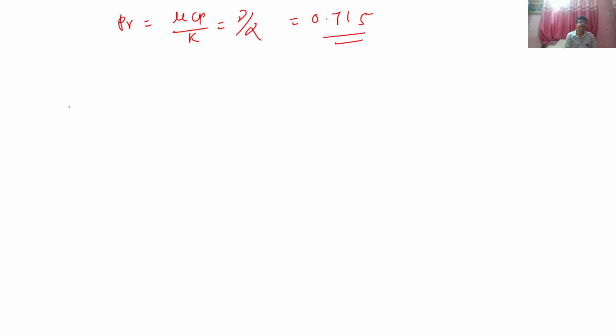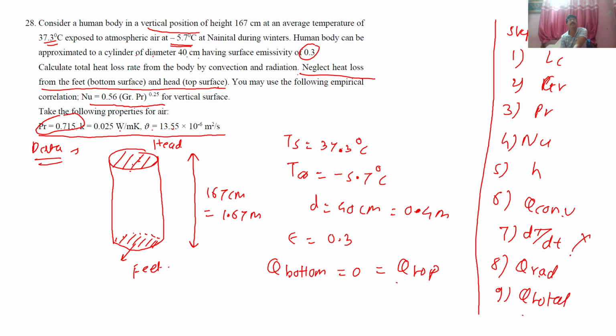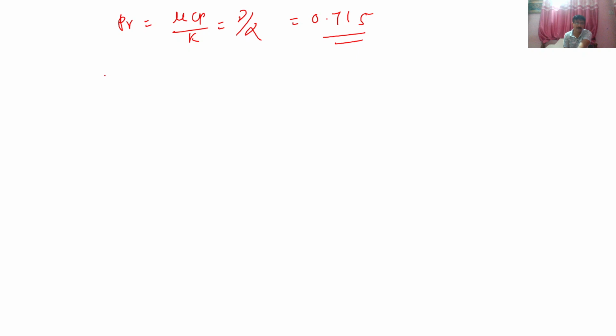नेक्स्ट स्टेप इज टू कैलकुलेट Nusselt number. तो Nusselt number का कोरिलेशन देखो, एक ही दिया हुआ है तो चॉइस है नहीं हमारे पास, वही यूज करना पड़ेगा. Nusselt number is equal to 0.56, GrPr to the power 0.25.